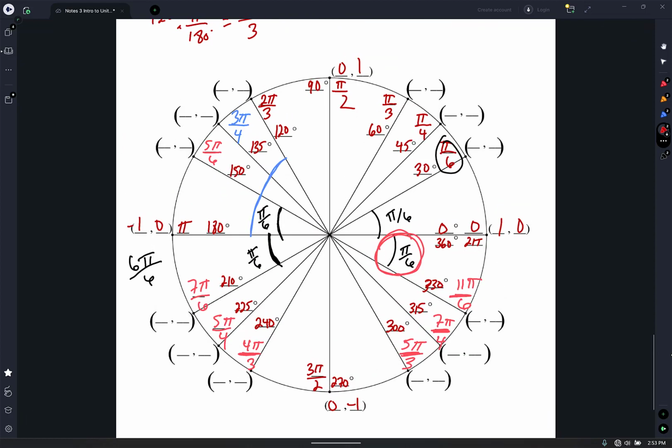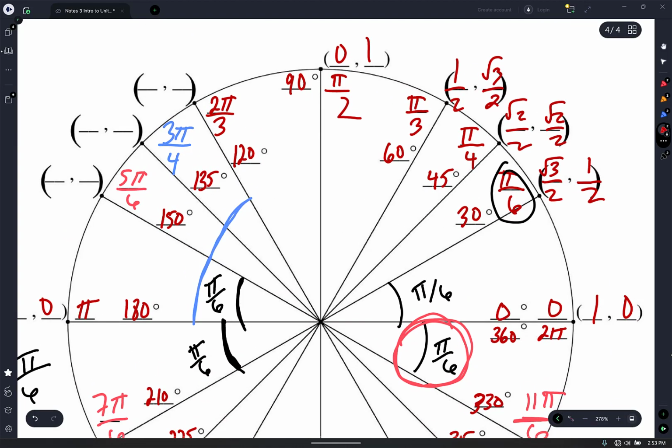Now quadrant 1. At 30 degrees, the x coordinate is square root of 3 over 2 and the y coordinate is 1/2. At 45 degrees, what do we get? Square root of 2 over 2, square root of 2 over 2. At 60 degrees, take the 30 degrees and just switch it. So 1/2, square root of 3 over 2. So you got to know quadrant 1.